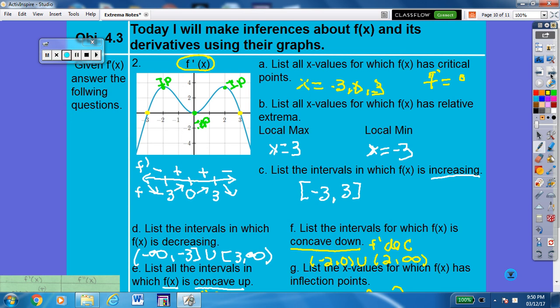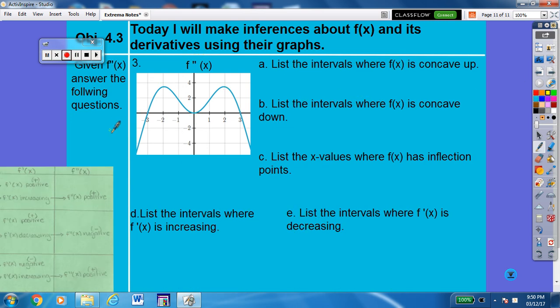Okay, so the last thing we're going to do is take this graph and forget that it was ever the first derivative, and we are now going to treat it as a second derivative graph. So again, this has nothing to do with the first derivative at all, or with the original graph at all. It's like a completely different problem.